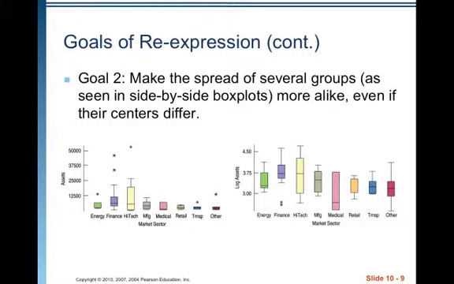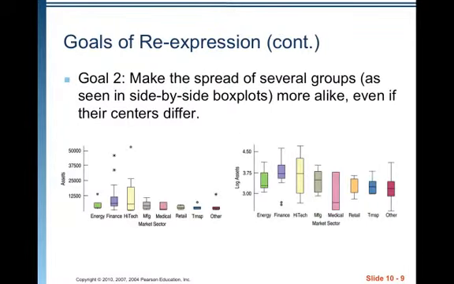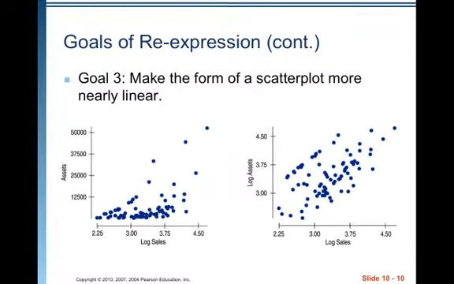Goal number 2 might be to make the spread of several groups as seen in side-by-side box plots more alike, even if their centers differ. Their shape might become more the same, their spread might become more similar. Now, note this is a different goal. You don't have both of these goals necessarily for this same situation. These are different, they're almost like different reasons for re-expressing your data.